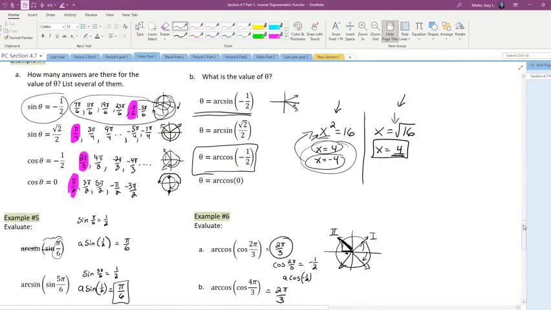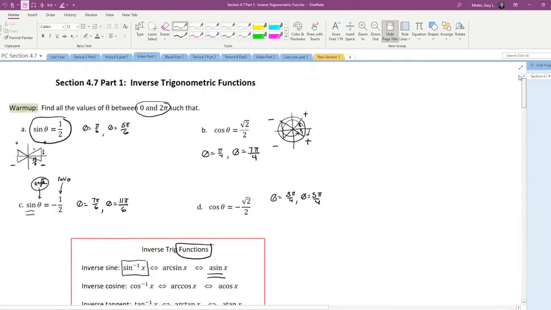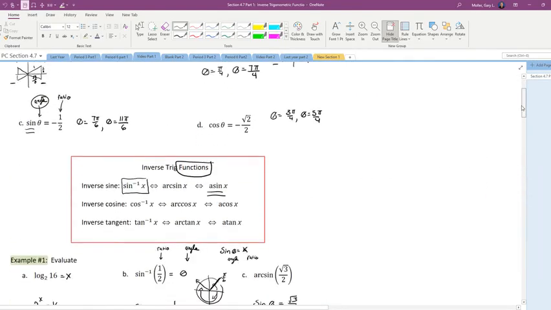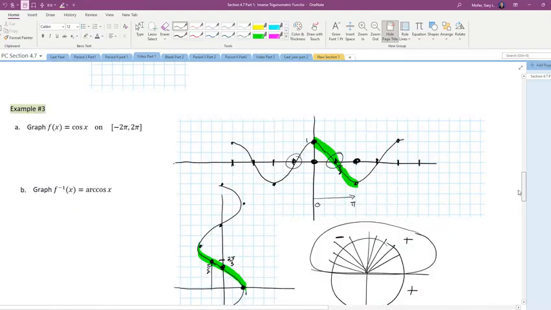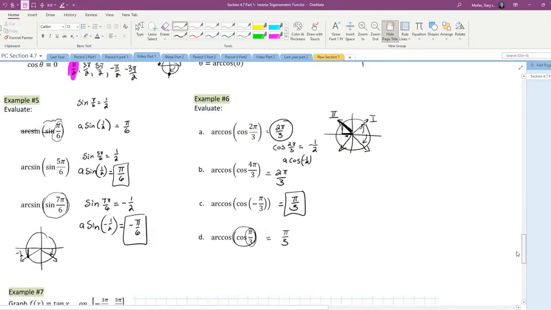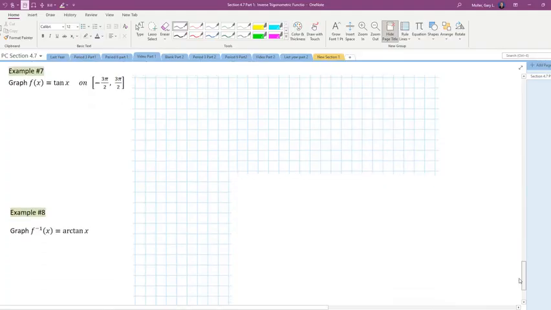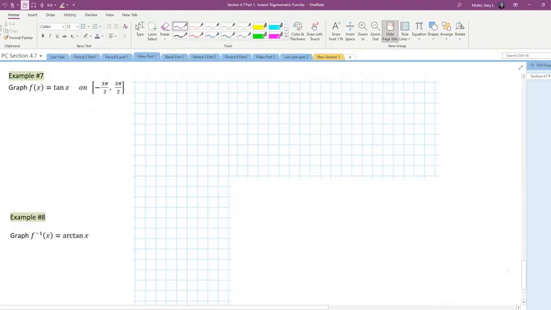All right, here we are in day 2 of section 4.7. So last time we talked about inverse trig functions. We talked about inverse sine, inverse cosine, and then we stopped right about here as we were about to explore inverse tangent. So let's go ahead and take a quick look at what tangent looks like.